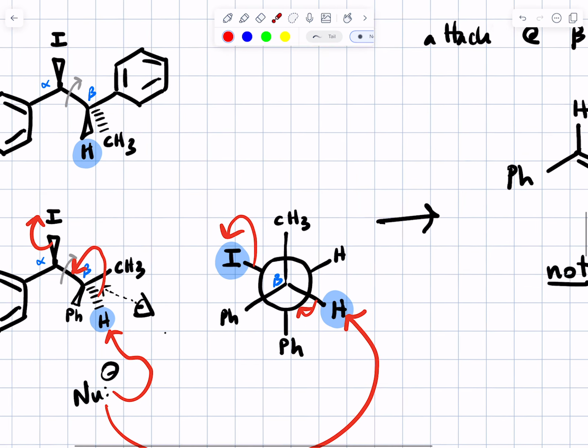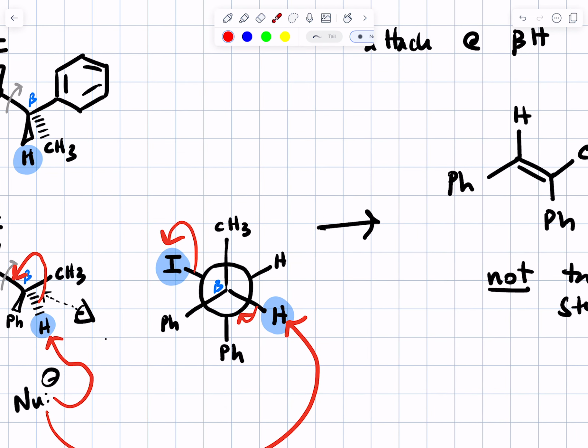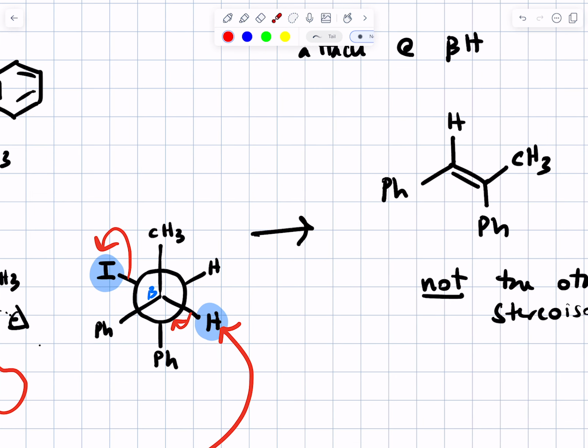Because in order for these, if it were different, or let's see, what's a better way of saying that? Another way of looking at that is, again, when you have the beta proton anti to the leaving group, pay attention to the other groups that are anti to each other. Phenyl group anti to a methyl group, that also has to be true in the final alkene. Phenyl group anti to a methyl group. Yeah. Because as the leaving group's leaving and the beta proton's being removed, there's no time for rotation around that bond anymore. Yeah.